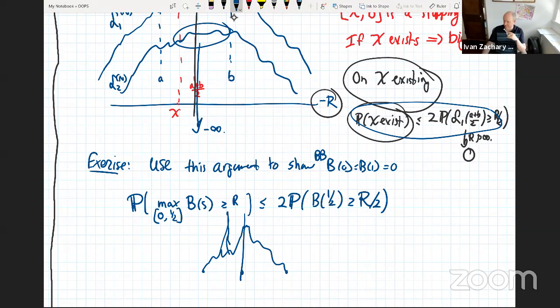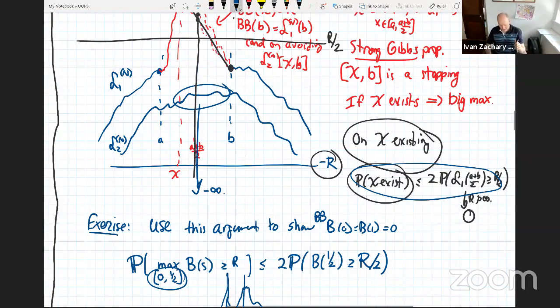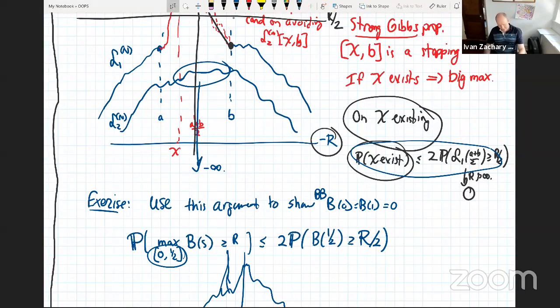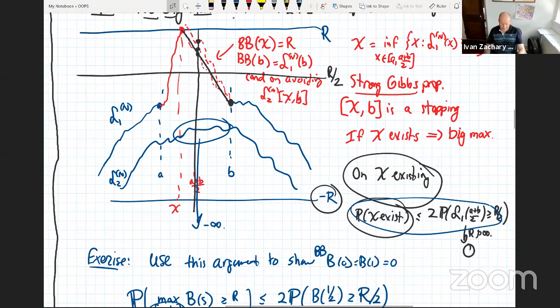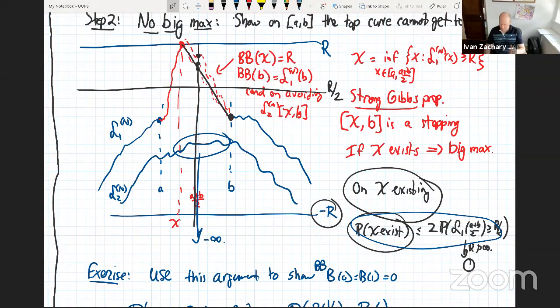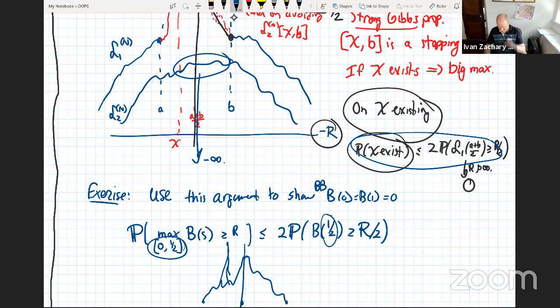There is a question: should it be 0 to 1 or 0 to a half in here? Yeah, I think the argument is 0 to a half. Of course you can do it 0 to 1, but then you get another factor of 2. Then on the right hand side, should it be B of 1/4 or B of a half?